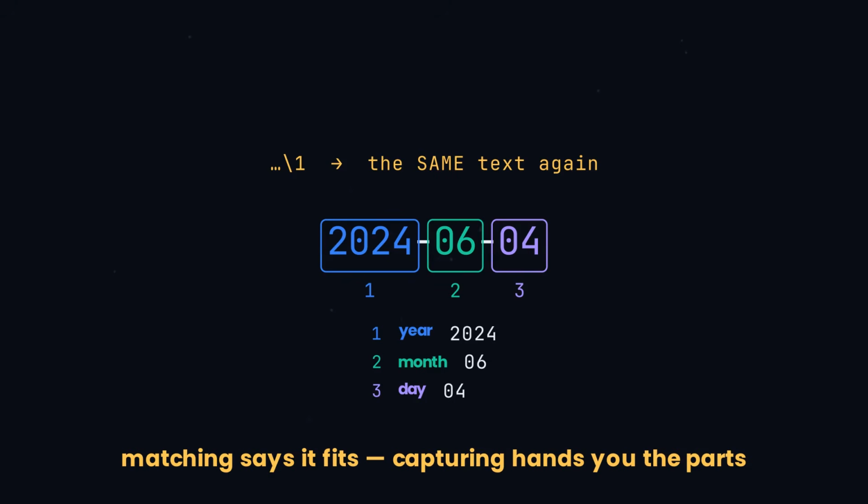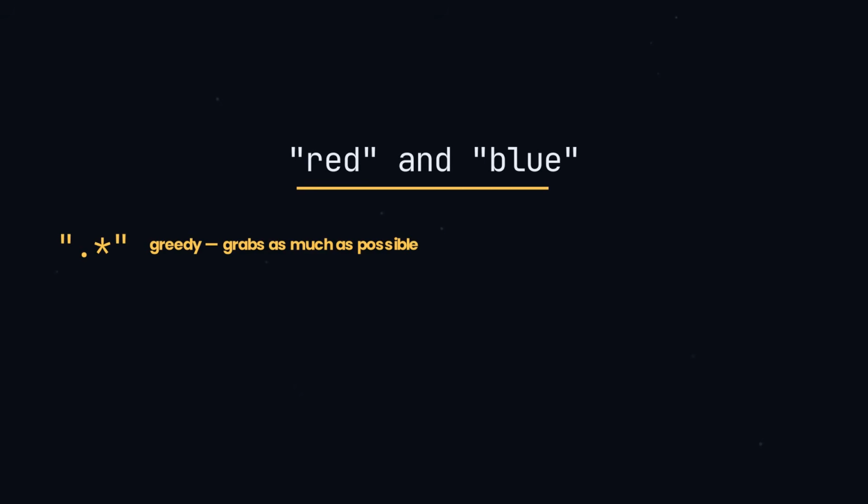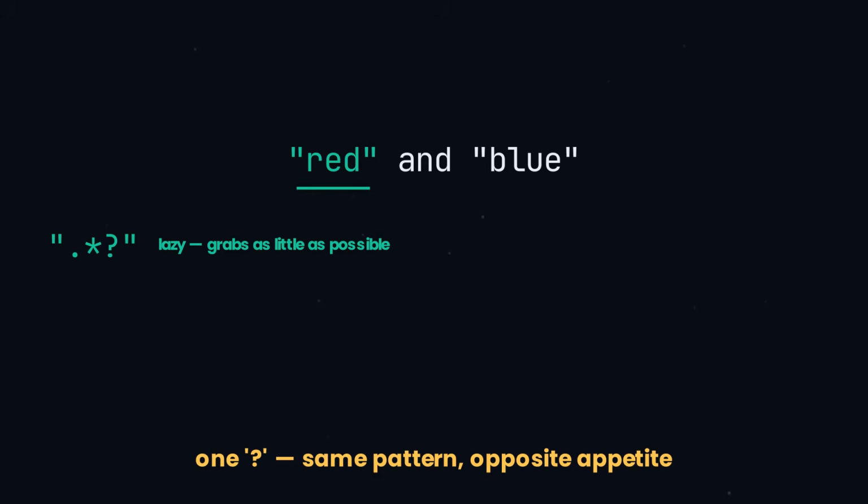Repetition still hides a subtle trap though. How much does a star truly grab? By default, quantifiers are greedy. They grab as much as they possibly can. A dot star between two quotes will stretch all the way to the very last quote on the line, swallowing everything in between. Add a question mark, making it dot star question mark, and it turns lazy, taking as little as possible instead. Same pattern, opposite appetite. This one tiny difference is behind a huge share of real regex bugs.